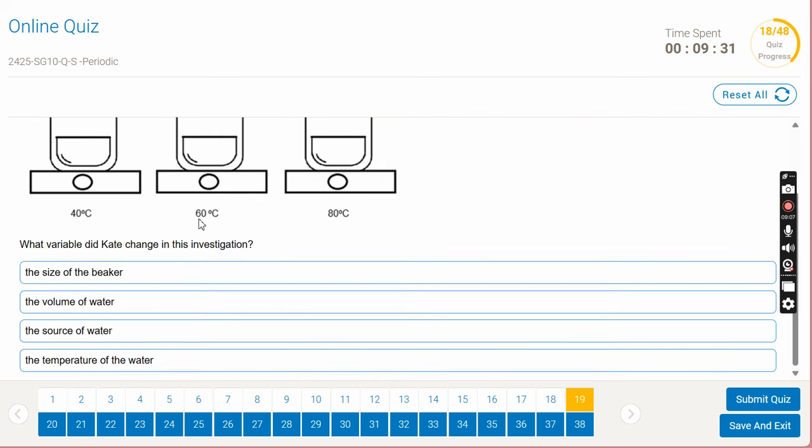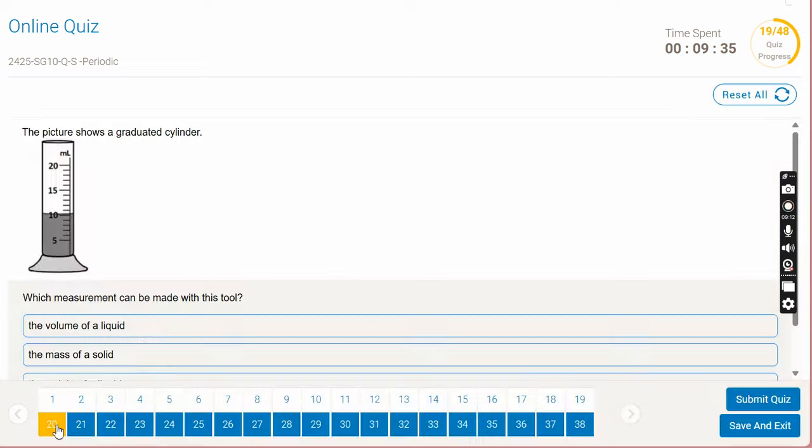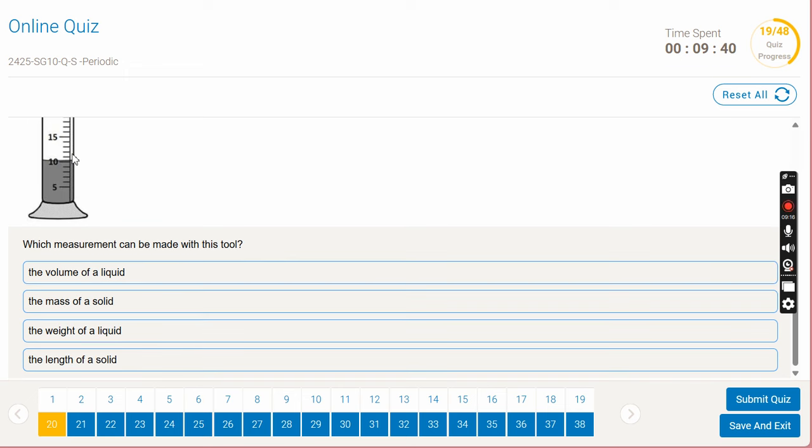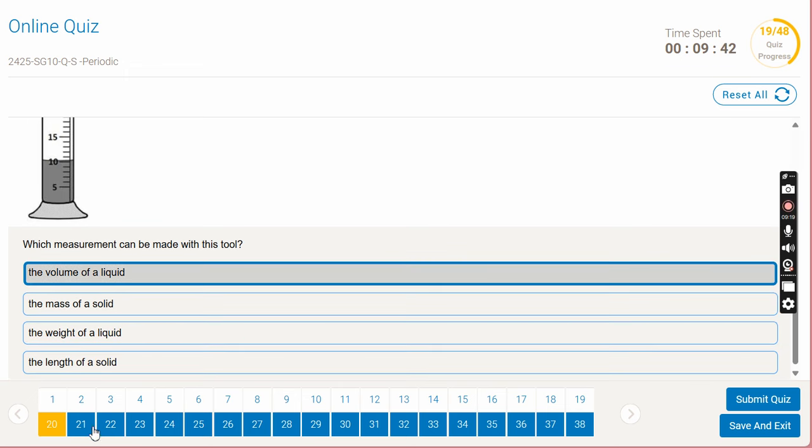What variable did Kate change in the investigation? You can see that 40, 60, 80. Temperature of the water. So the measurement can be made with this tool. Now you can see it's liquid and inside there's written ml. So what is that? The volume of a liquid.